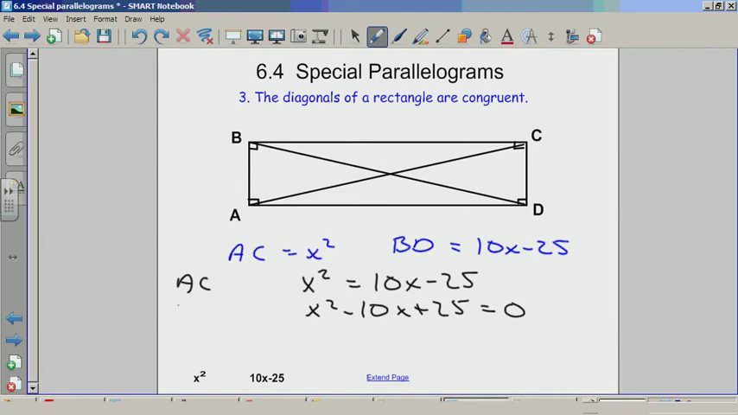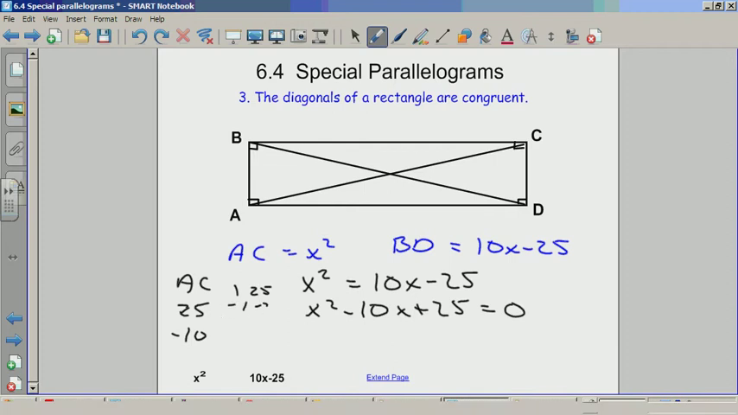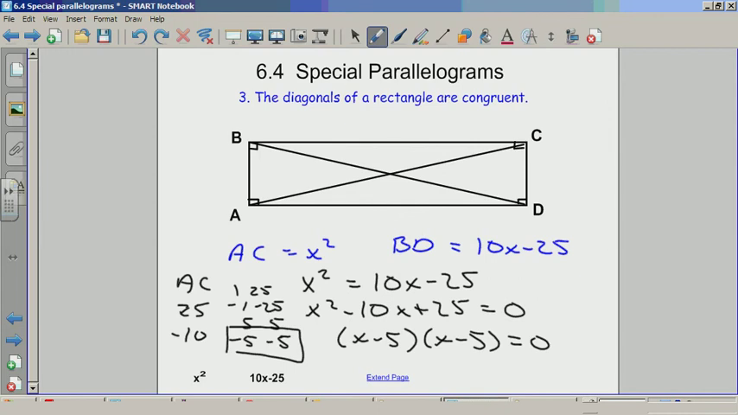Otherwise, I'm looking for two numbers that multiply to give me 25 and add together to give me negative 10. My factors of 25 are 1 and 25, negative 1 and negative 25, 5 and 5, negative 5 and negative 5. The ones that add together to give me negative 10 are negative 5 and negative 5. I can write this as x minus 5 times x minus 5 equals 0. x minus 5 squared equals 0. x must be equal to 5.